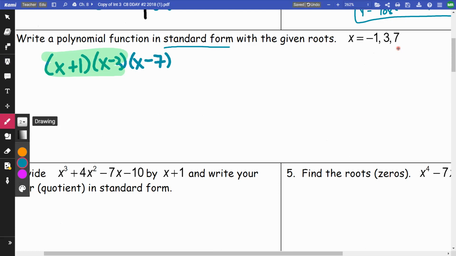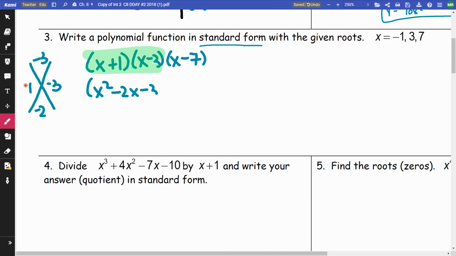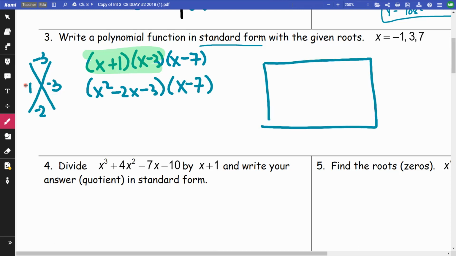So if I multiply those together, I'm really thinking of this as a diamond. I'm going to draw it, but I usually just think it with a 1 and a -3. So I basically want to take these two numbers and add them, which is a -2, and multiply them, which is a -3. So I'm going to get x squared minus 2x because that's what I got when I added, minus 3 because that's what I got when I multiplied, times an x minus 7. So now I'm going to do that math.